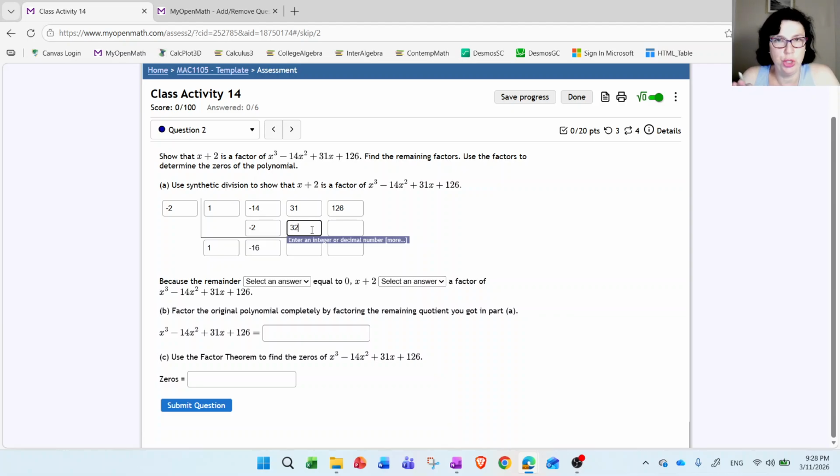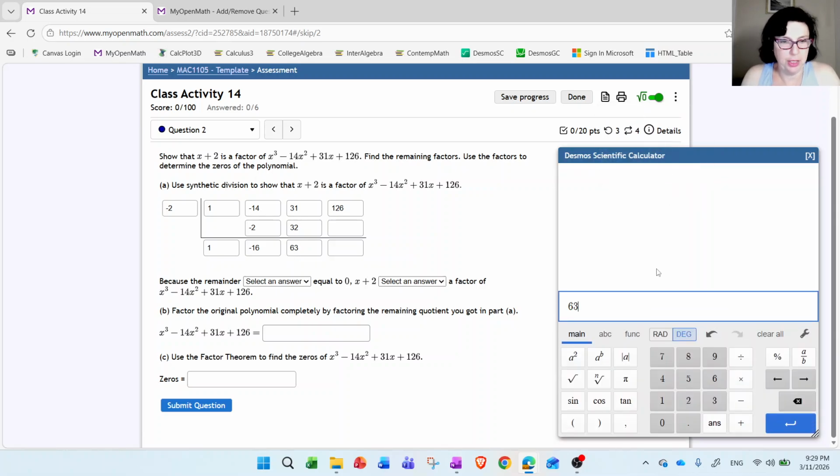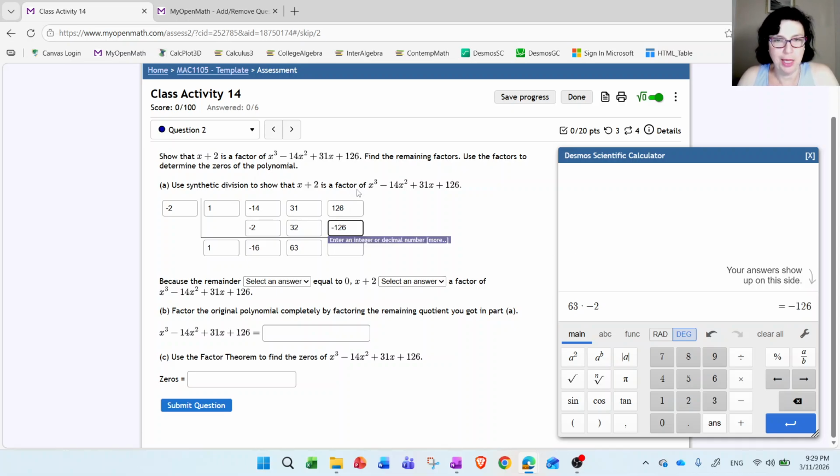Now, by the way, there is no shame in trying to use a calculator here, okay? And the next one is going to be 63, multiplied 63 by negative 2. So what is that? Negative 126. And guess what? When we add these two numbers, we finally get a 0. And that's not a surprise because they told you that x plus 2 was a factor, so the remainder must be 0. And we're just going to say yes, because the remainder is 0, x plus 2 is a factor.